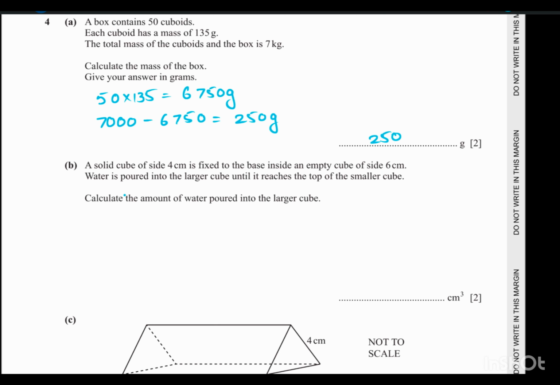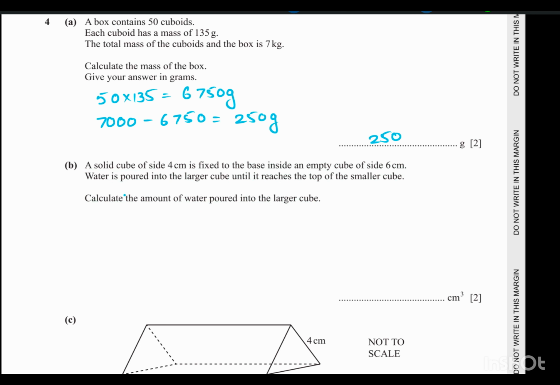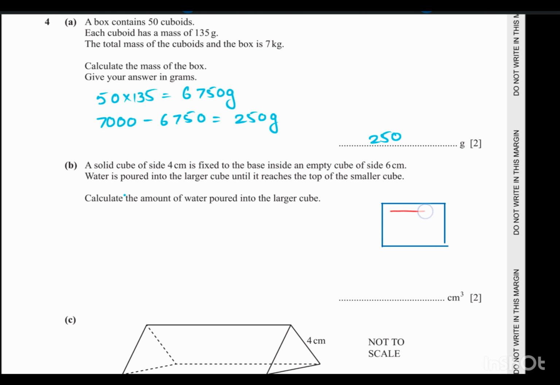Question B. A solid cube of 4 centimeter is fixed to the base inside the empty cube of 6 centimeter. Water is poured into the larger cube until it reaches the top of the smaller cube. Calculate the amount of water poured in the larger cube. So first let me show you the base here. Base of the larger cube. Suppose maybe this is the base of the larger cube. Then inside that there is a smaller cube which is fixed, which is 4 into 4.